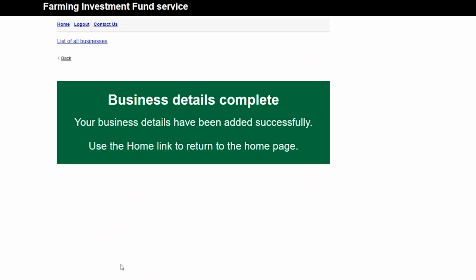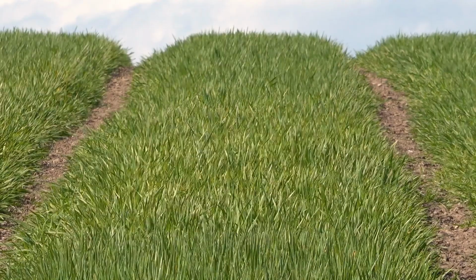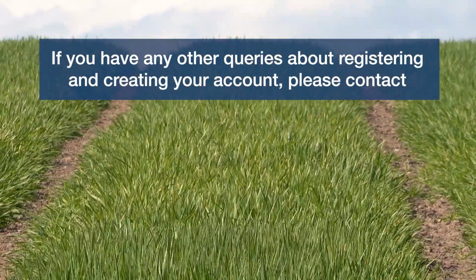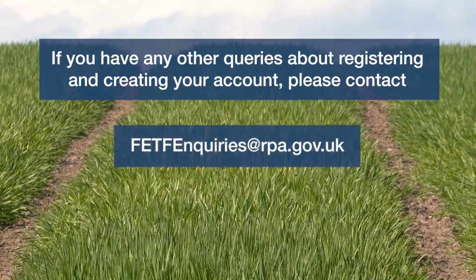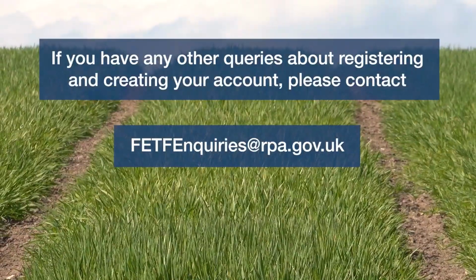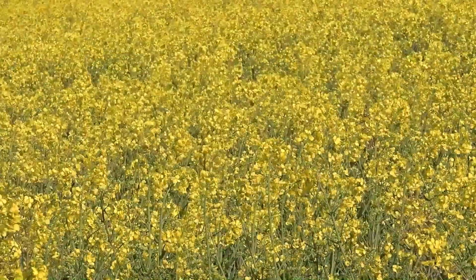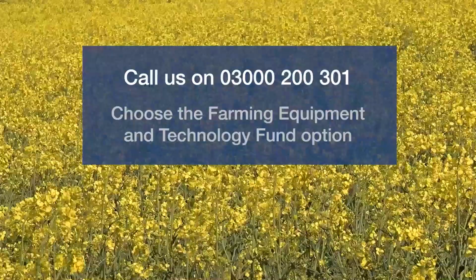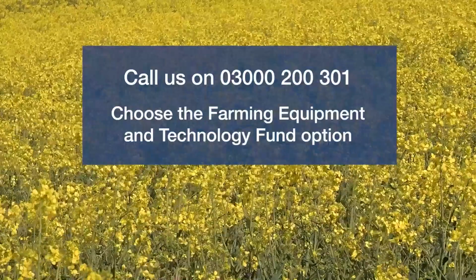You have now completed the account details and business information sections. Your Farming Investment Fund service account is now set up and you can apply for a grant from the Farming Equipment and Technology Fund. If you have any queries about registering or creating your account, please email fetfinquiries@rpa.gov.uk or call us on 03000 200 301 and select the option for the Farming Equipment and Technology Fund.